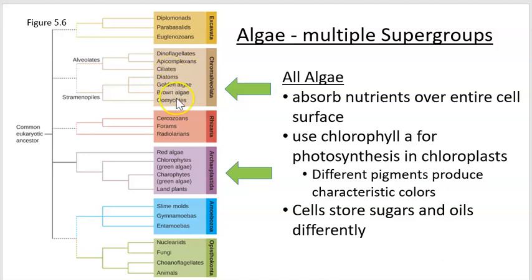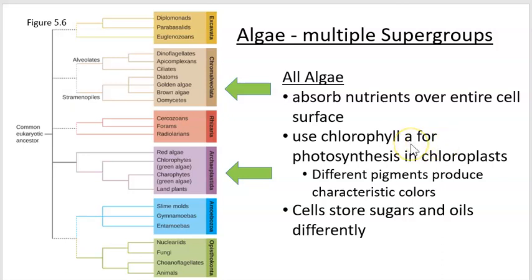The algae, the golden and brown ones over here, are more related to things like the ciliates or the dinoflagellates. And then over here we can see our green algae and the red algae are more related to our land plants. But collectively, they do absorb nutrients over the entire cell surface. So unlike a plant, which absorbs nutrients from the soil through the roots, an alga can absorb them anywhere over its entire surface because they are floating around in an aquatic environment.